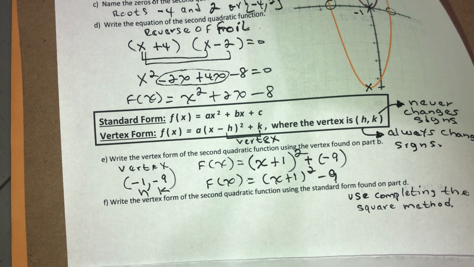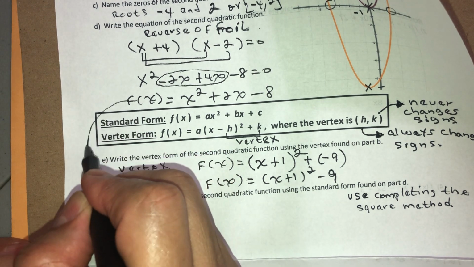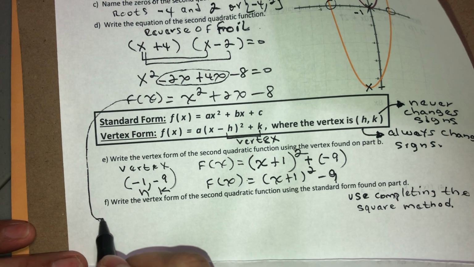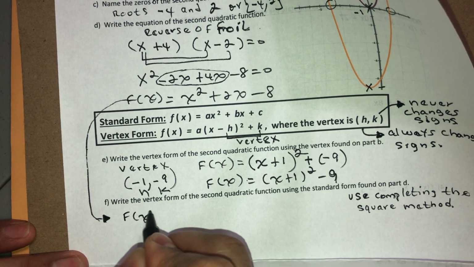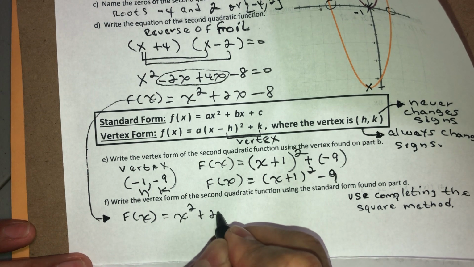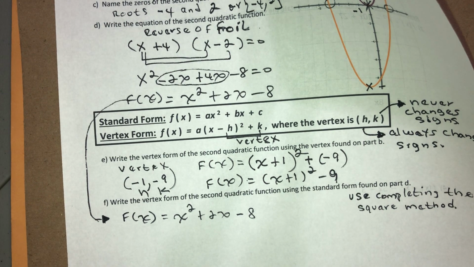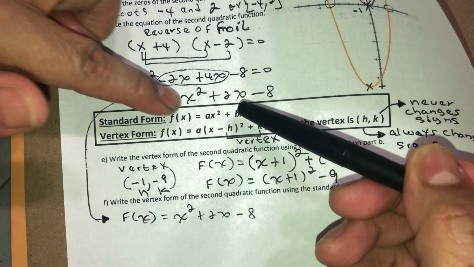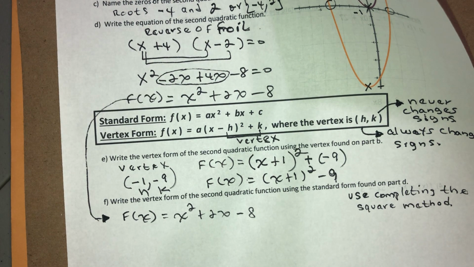So then, because they're asking us to use the standard form, which is this one right here that we found in part D, I'm going to rewrite it here because I have to start working with that. So f of x equals x squared plus 2x minus 8. So from this form, I'm going to go to this form right here. So how am I going to do that?